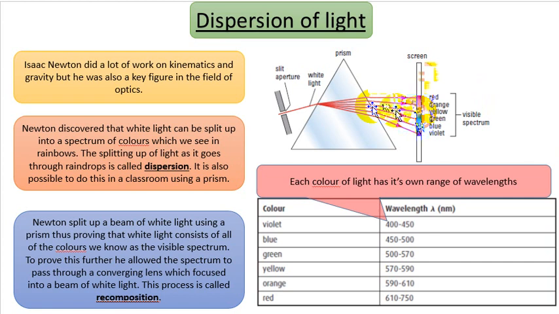Different wavelengths of the white light. For example, here is given a range of the wavelengths of the light. For example, violet is from 400 to 450 nanometers, guys. So with that our lesson is finished. Thank you.